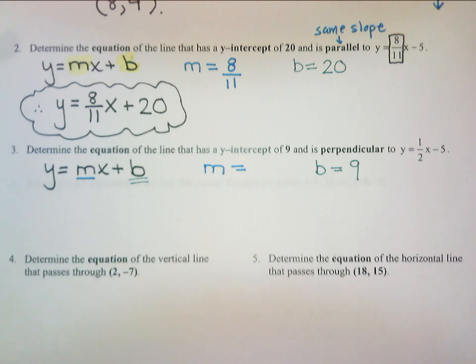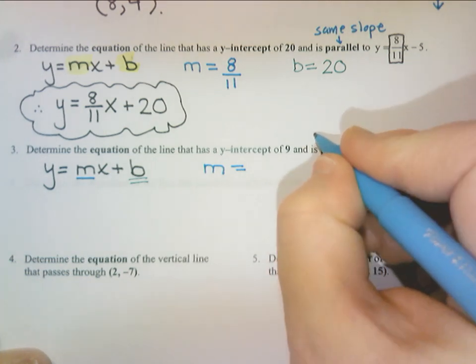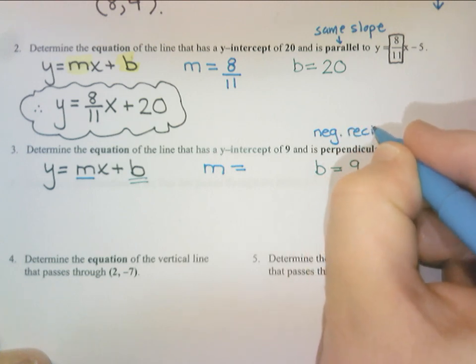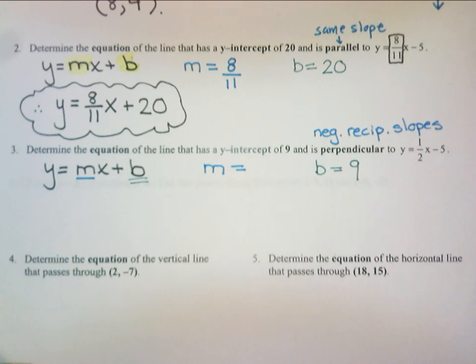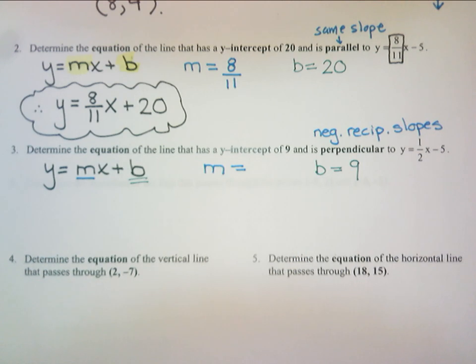And then it says it's perpendicular to y equals 1/2 x minus 5. So lines that are perpendicular aren't like the parallel ones where the slopes are the same. The slopes are negative reciprocals. So they have negative reciprocal slopes. A negative reciprocal means the signs are different, that's the negative part, and reciprocal means the fractions are flipped.